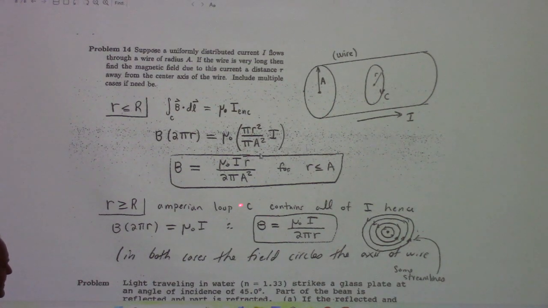Anyway, so if r is bigger than big A, little r bigger than big A, then the Amperian loop contains the totality of the current, so you just get mu naught I over 2 pi r. And of course, the direction of the magnetic field lines are like this, so they encircle the axis of the wire.